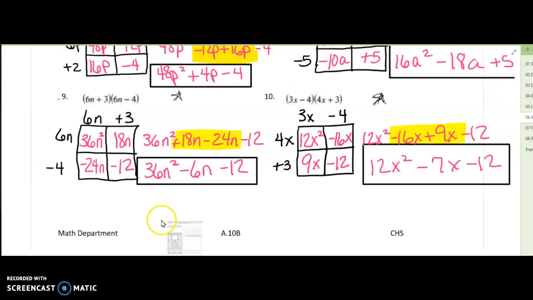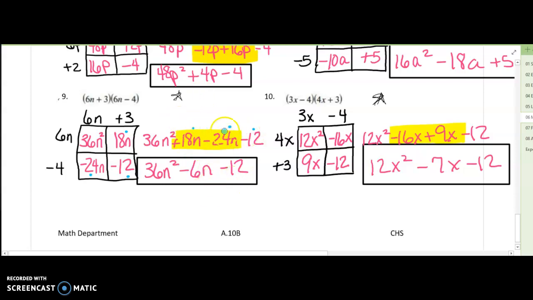All right, y'all, let's see how you did. So we have 6n times 6n, that's a 36n squared. 6 times 3 is 18. We have a 6 times a negative 4 is negative 24, and then the n. 3 times a negative 4 gives us a negative 12. We bring each one of those out, 36n squared. Then we have 18n right here. We have a negative 24n right here, and a negative 12 goes right here.